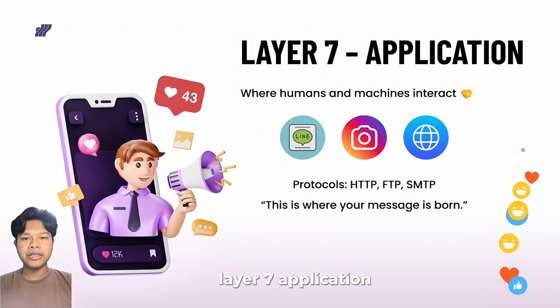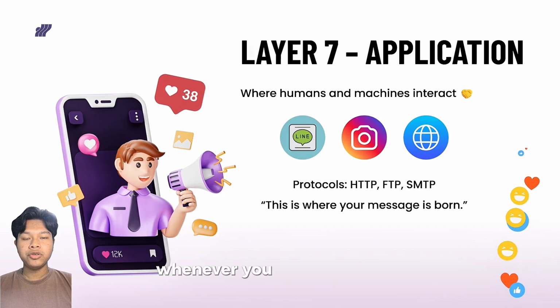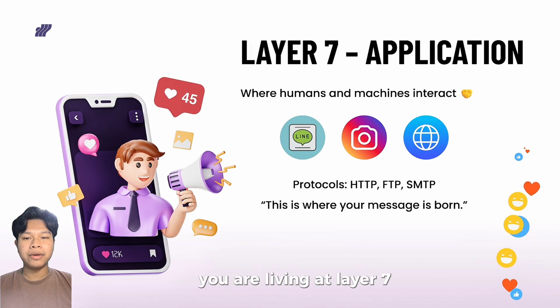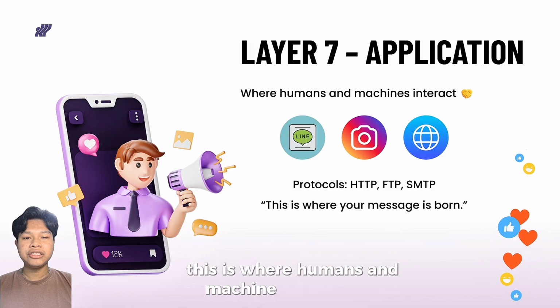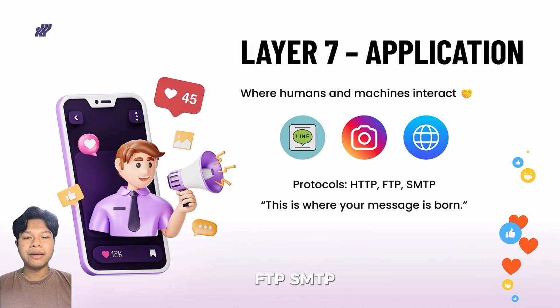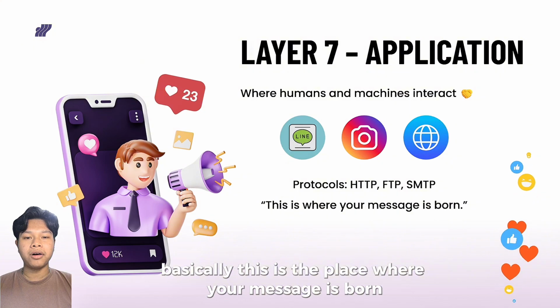Layer 7, Application. This is the top floor, the one closest to us. Whenever you use Line, Instagram or open a website, you are living at layer 7. It is where humans and machines shake hands. Protocols here: HTTP, FTP, SMTP. Basically, this is the place where your message is born.